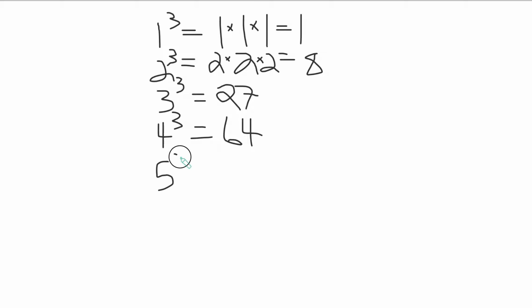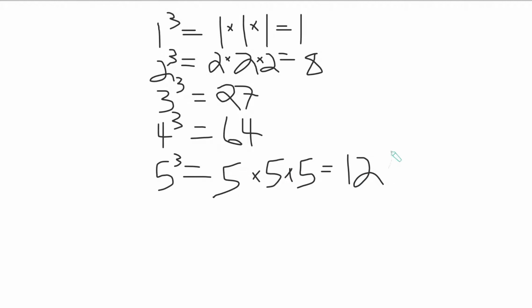So 5 cubed. In the interest of time, I would recommend you expand and write it out until you're really good at it, but we're going to keep it sort of truncated here and just fly through these at a relatively decent clip. This is 25 times 5, which is 125. So 5 cubed is 125.